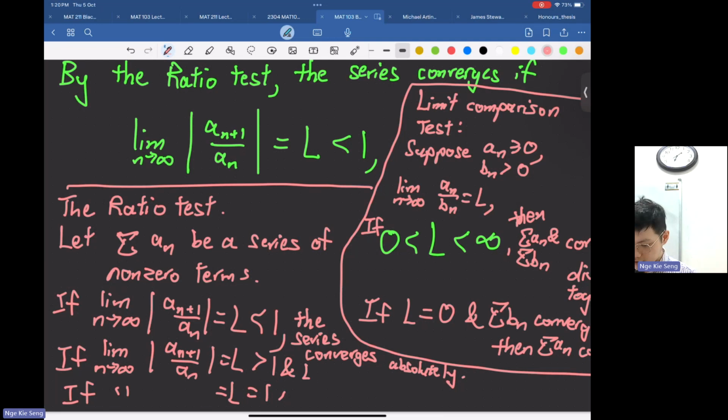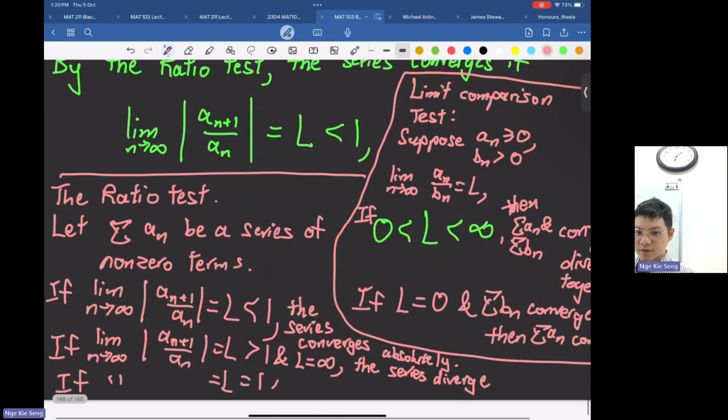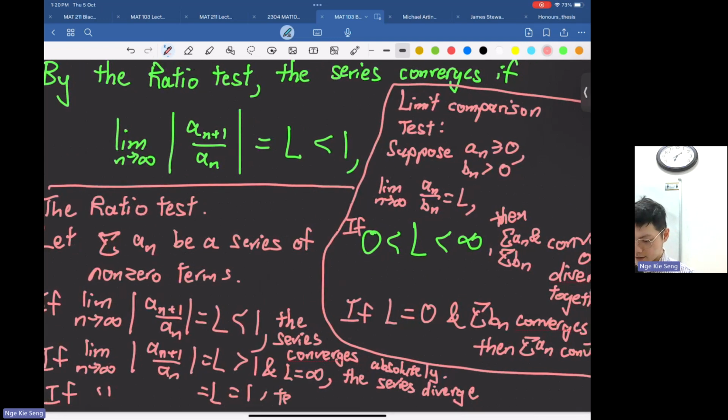So for L greater than 1, we should have, also including the case L equals infinity, the series diverges. When L equals 1, you cannot say anything. The test is inconclusive. Inconclusive means you have to try another method. Don't stay with the ratio test anymore.